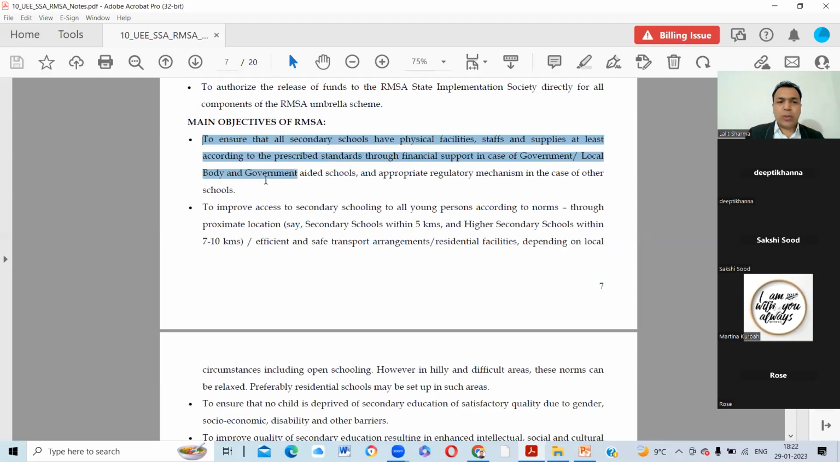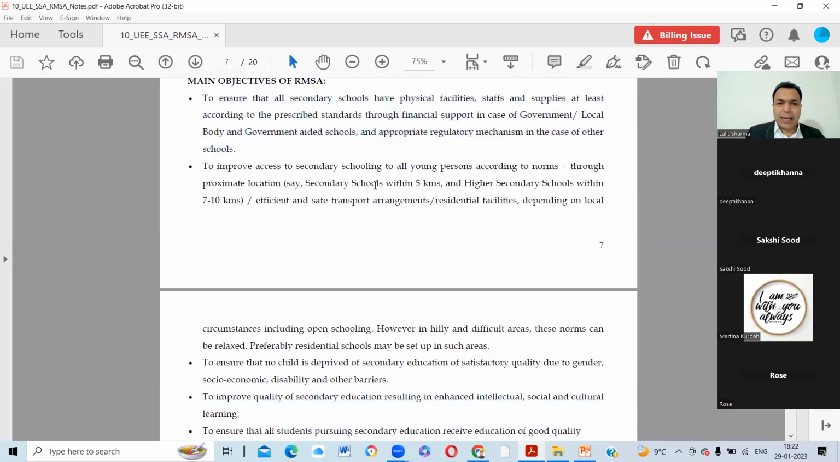Number one, to ensure all the secondary schools have physical facilities, staff, and supplies at least according to the prescribed standard, through financial support to local body and government aided schools, right? And then there was the establishment of a secondary school up to 5 kilometers and a higher secondary school within 7 to 10 kilometers. Okay, these all things were done under the RMSA scheme.